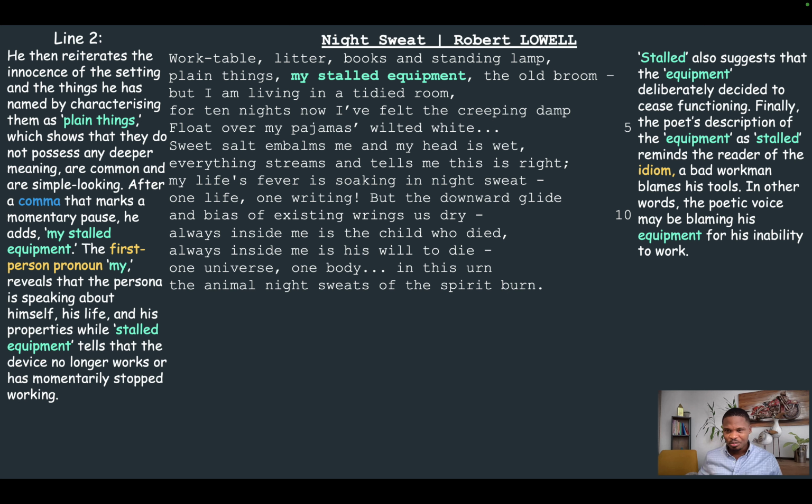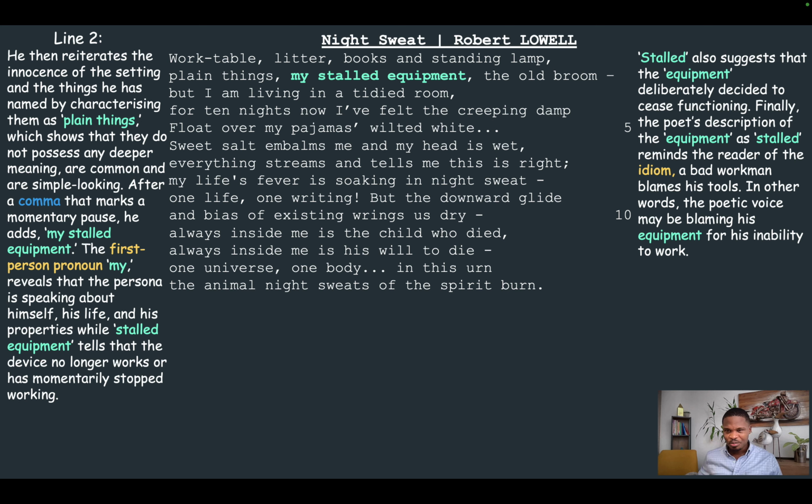He concludes the line by mentioning the old broom. That's the last thing he mentions in the second line. Another simple item that can be found in a home. I mean, in most homes in that era, you find maybe a broom or something. But he describes it with the adjective old, which tells that the broom has experienced prolonged use and is weak. The word old also suggests that it has remained loyal but it's no longer as effective as it once was. And I think in a sense, the poetic voice is also telling us about himself. He's no longer as effective as he used to be in the past.